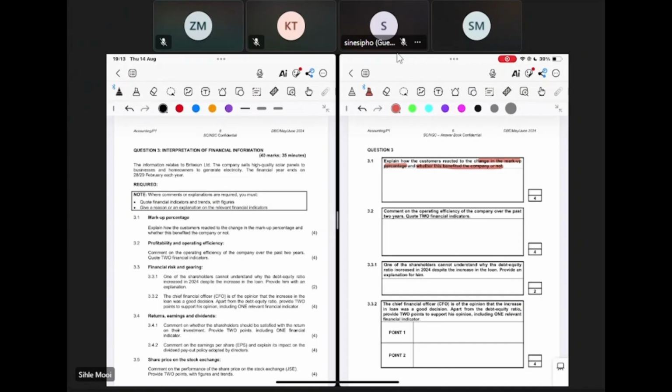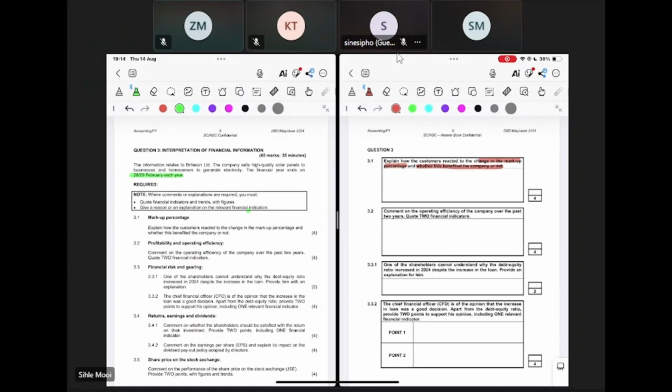Let's look at question 3. They tell us the information relates to Bright Sun Limited. The company sells high quality solar panels to businesses and homeowners to generate electricity. The financial year ends on the 28th or 29th of February each year. Required: note where comments or explanation are required. You must quote financial indicators and trends with your figures and then give a reason or an explanation on the relevant financial indicators.